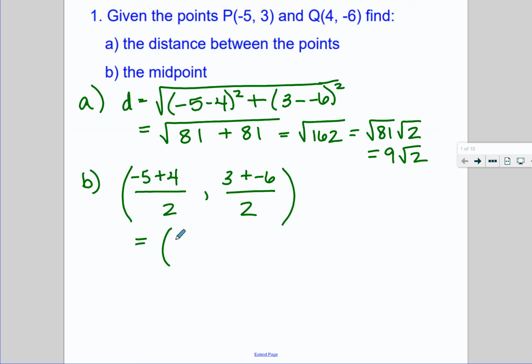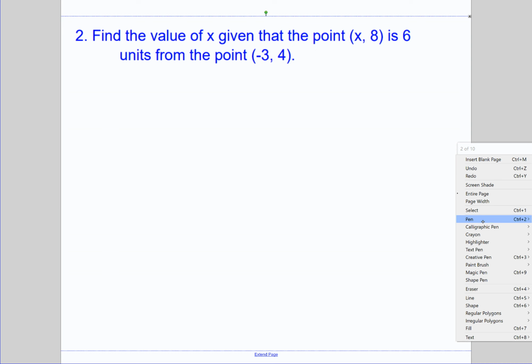-5 plus 4 gives me -1 over 2. 3 plus -6 is -3 over 2, and I'm just going to leave it like that, but if you wanted to, you could take it a step further, and decimals here would be exact, so that's fine. Okay, so first problem will just be a basic, use the midpoint formula, use the distance formula. Any questions on that one? All right, problem number 2.